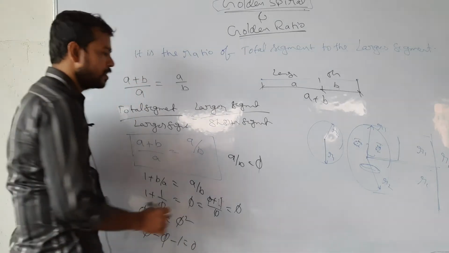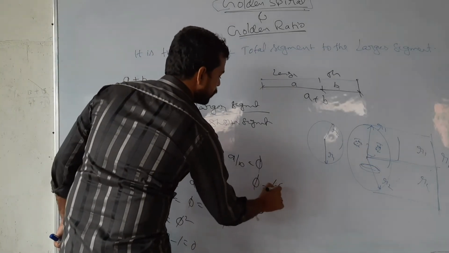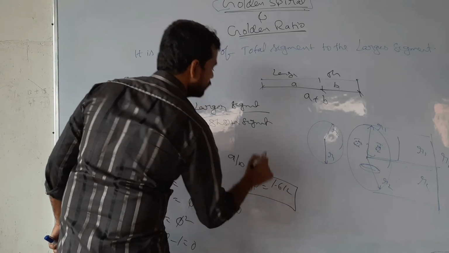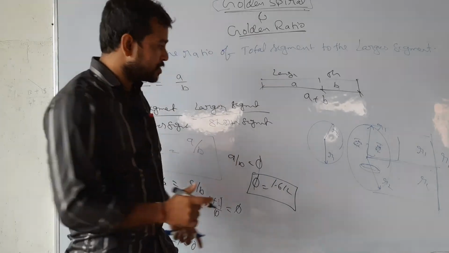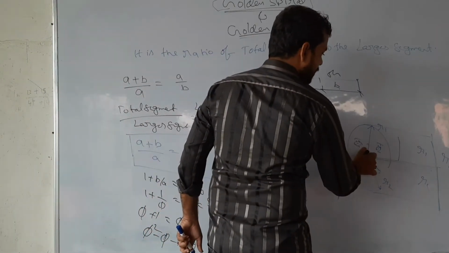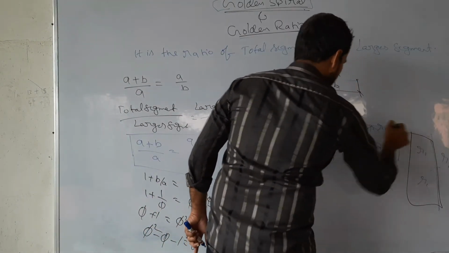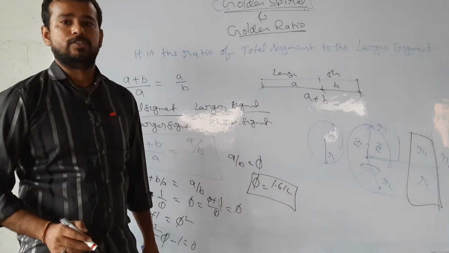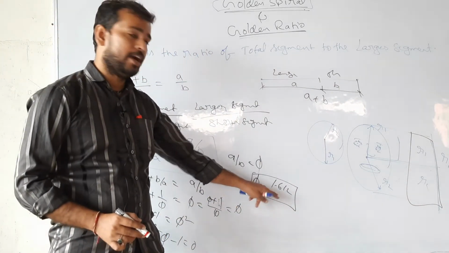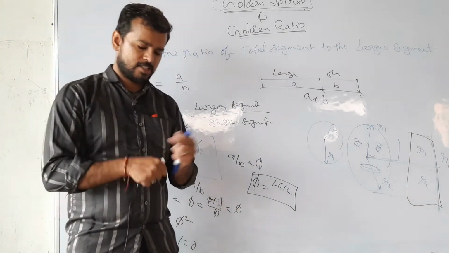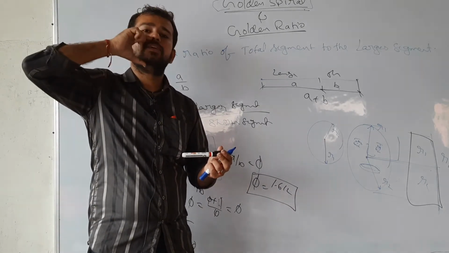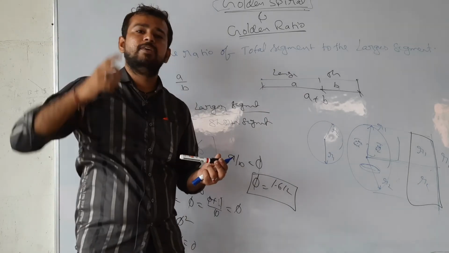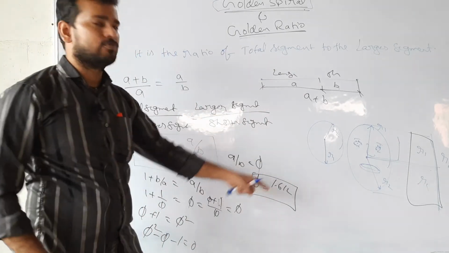If you solve this one, you will get phi as 1.618. So in your face, if you consider the segments, the ratio will be 1.618. See, let us consider in your face, from here to here it is A, from here to here it is B. Okay, so A by B will be always 1.618.